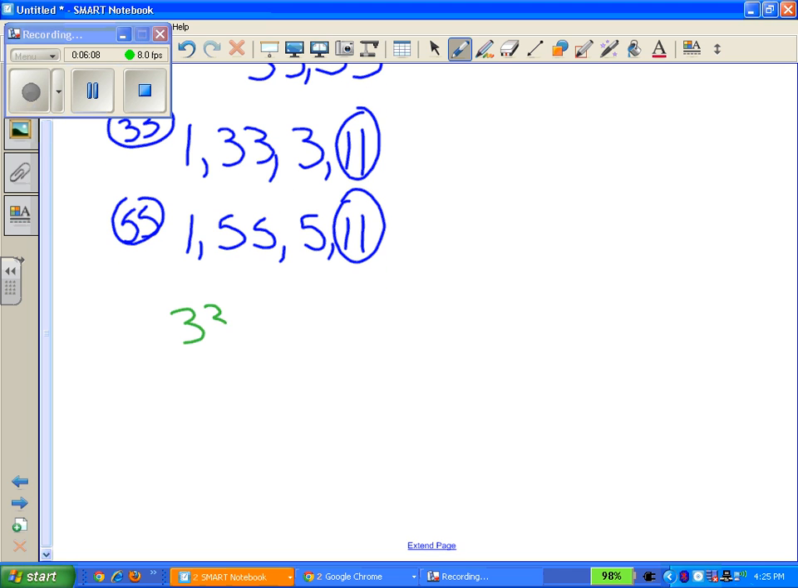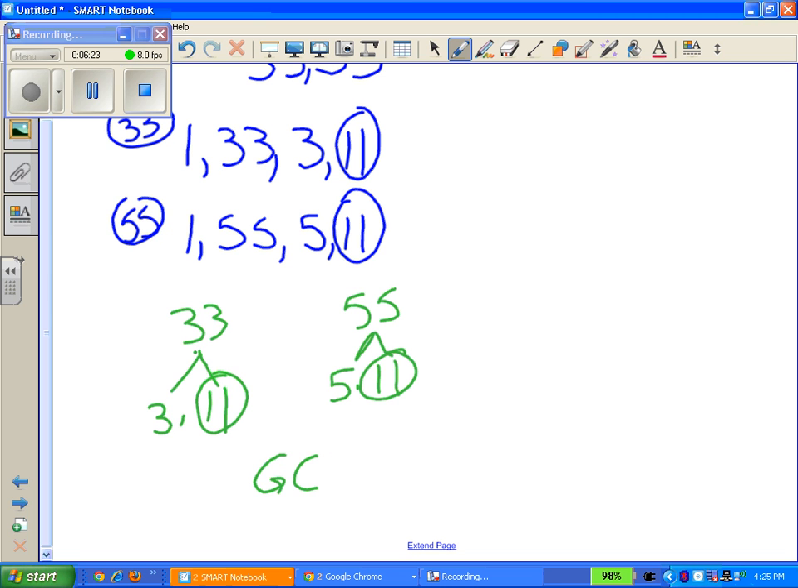Now we'll do this using prime factorization. Start with the number 33. 3 times 11. And 55, 5 times 11. What do they have in common? It's an 11. So the greatest common factor equals 11. If you got all these problems correct, then you are certainly ready for your quiz.